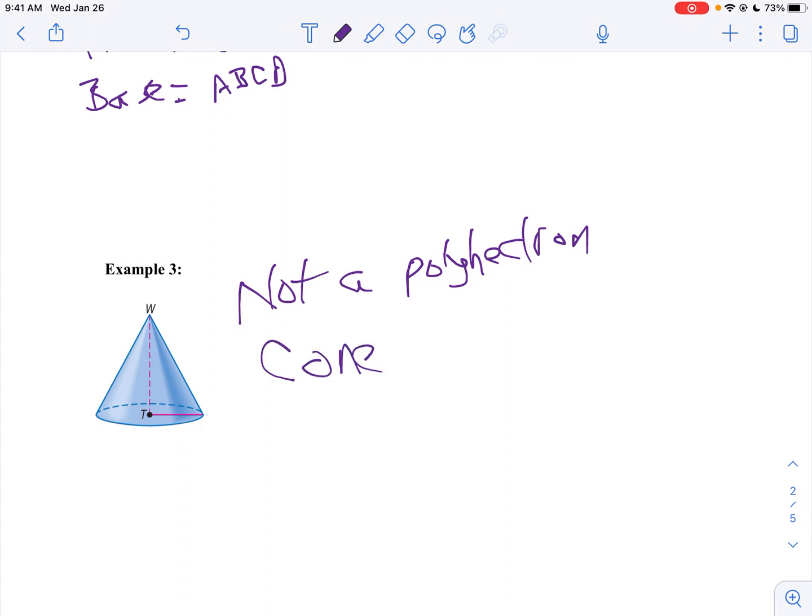Now, your bases, well, I only have one base. It's circle T. And then my face is this weird kind of shape with a curve in it. And then your vertex is W. These are not edges because they're not line segments. My edges would be like W to this point and so on.